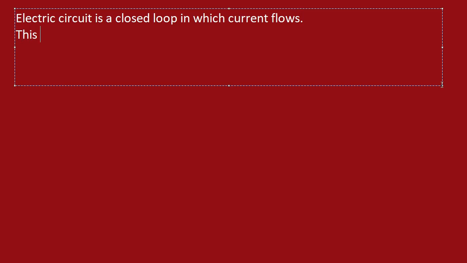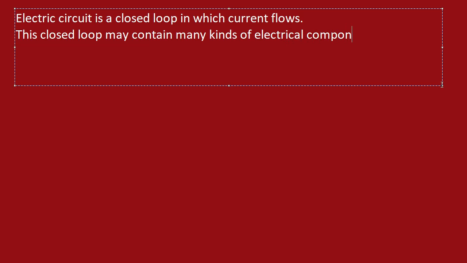Hello, today we are discussing electric circuits. An electric circuit is a closed loop in which current flows, and this closed loop may contain many kinds of electrical components. Let us look at an illustration. Suppose we have a cell, that is a battery, supplying electric current, so there is a wire and different kinds of things are attached to this.